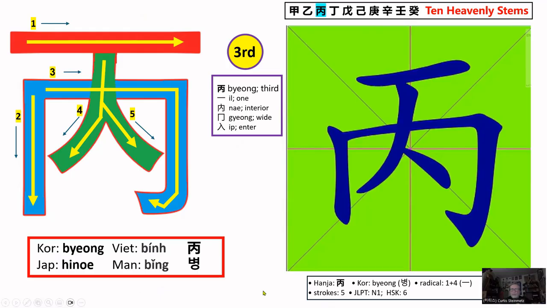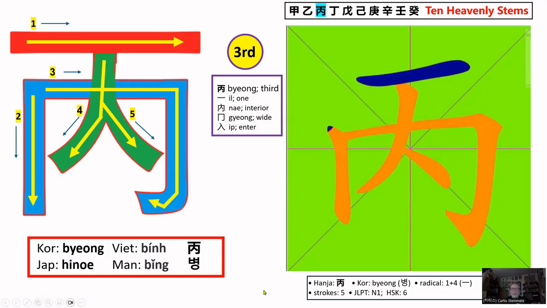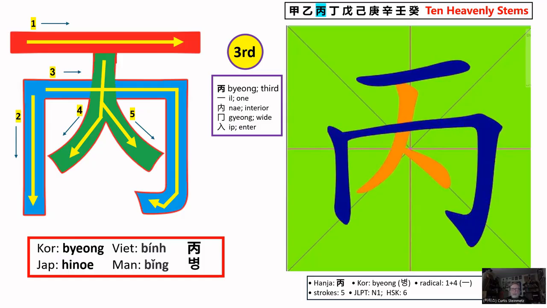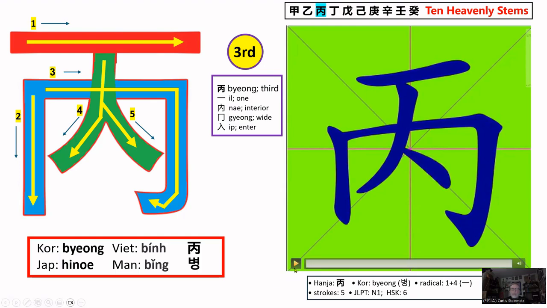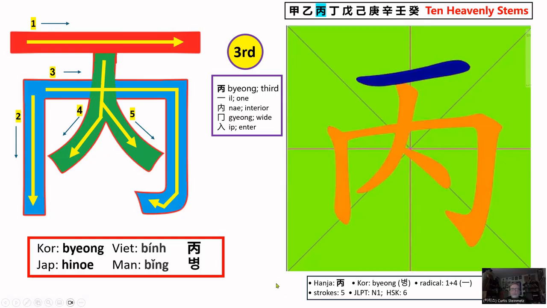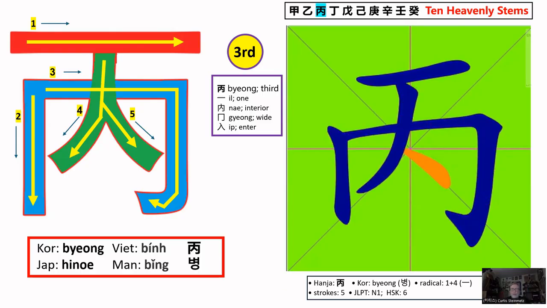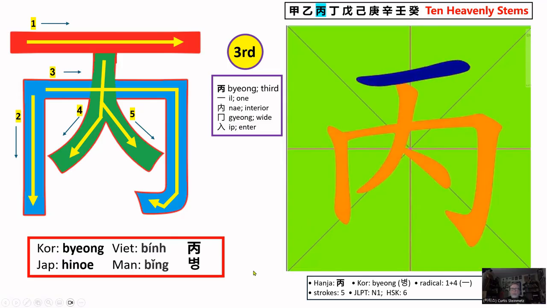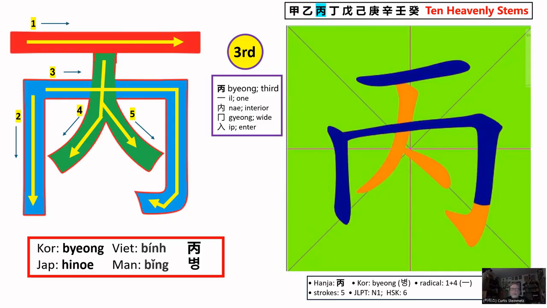And now let's look at the animation. 1, 2, 3, 4, 5. And of course, one thing that I recommend when you're learning how to write the characters is you actually say the name of the character and the stroke number together. So byeong 1, byeong 2, byeong 3, byeong 4, byeong 5. Again, byeong 1, byeong 2, byeong 3, byeong 4, byeong 5.